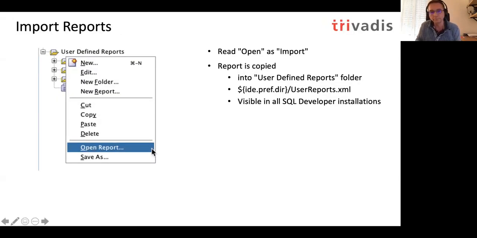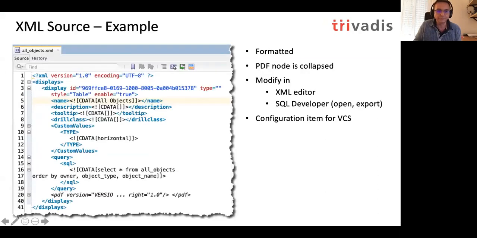User-report.xml. Good. How does the XML source look? It's the complete report. It's a simple report. Everything is visible except the PDF section.